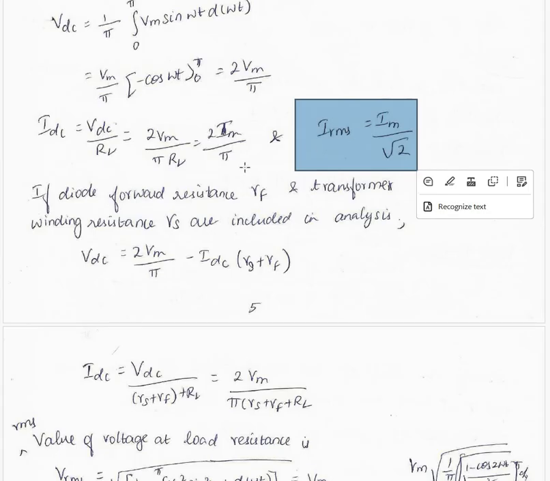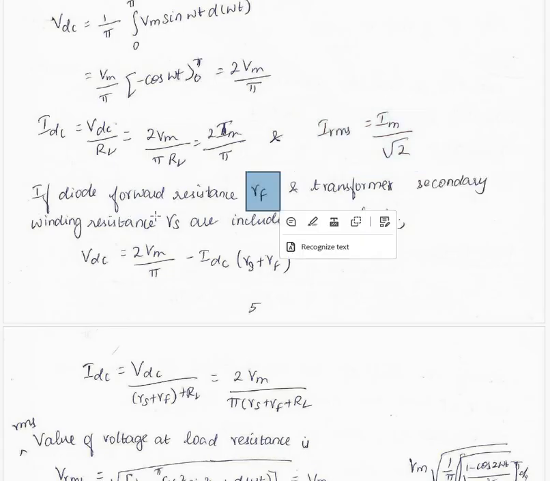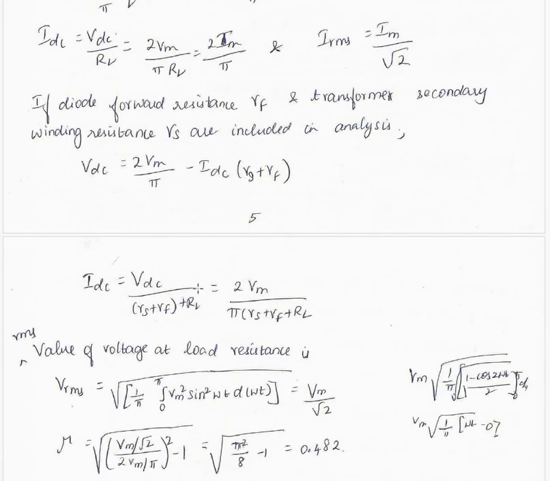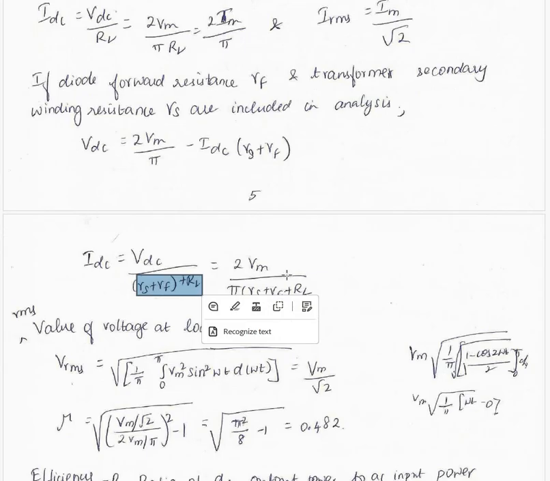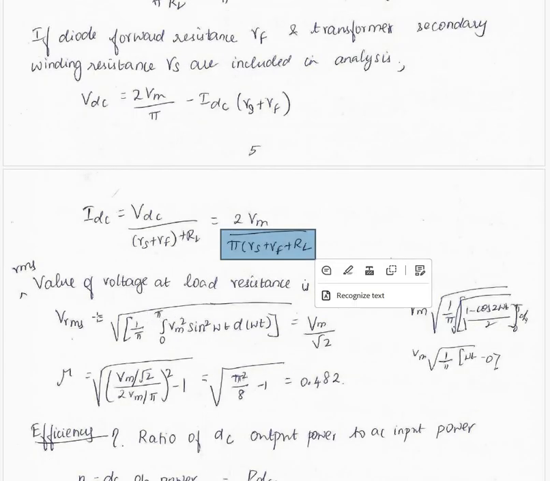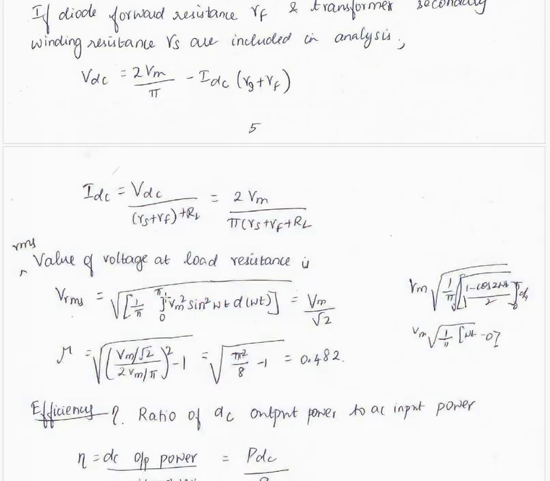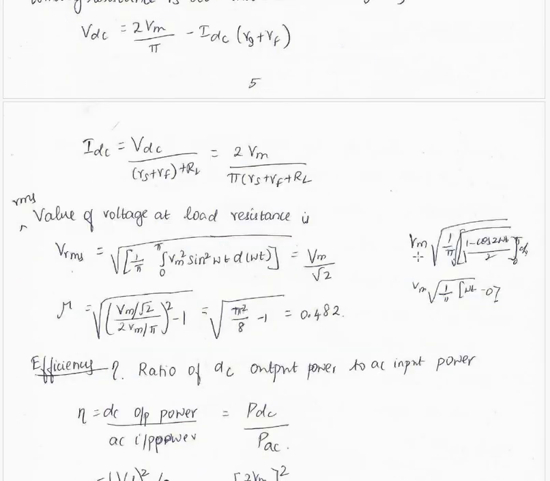So on including the diode's forward resistance RF and transformer secondary winding resistance RS, VDC becomes 2Vm by pi minus the drop IDC into (RS plus RF). IDC is VDC by the total resistance, which is RS plus RF plus RL, or 2Vm by pi into (RS plus RF plus RL).